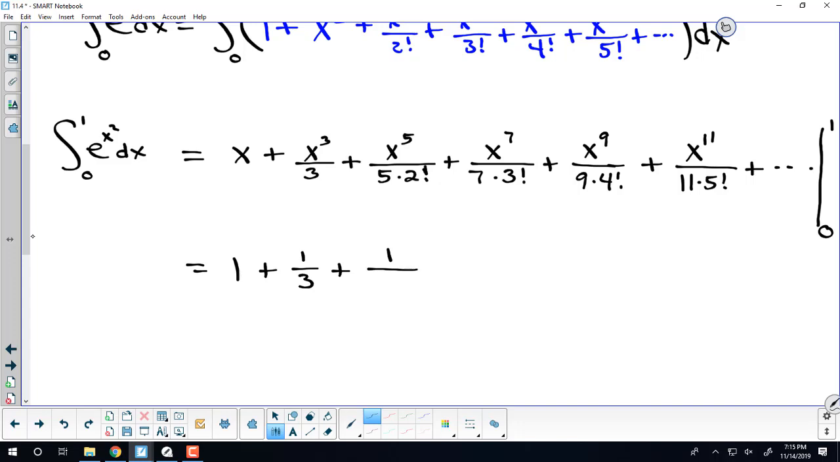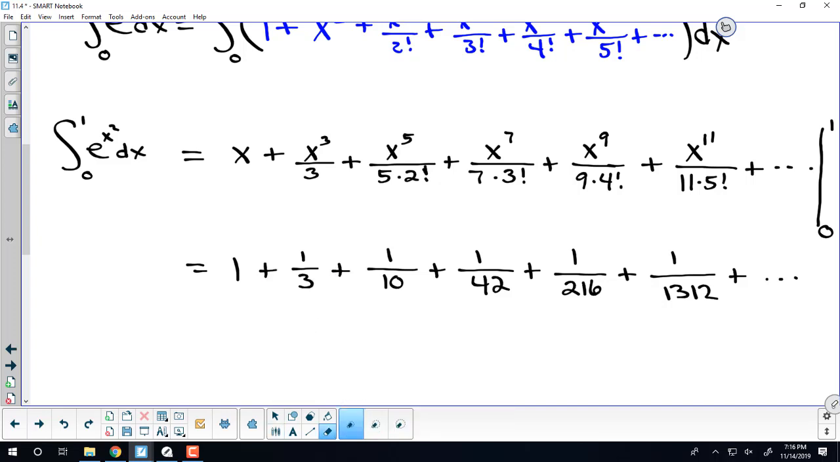We have 2 factorial is 2, so 1 over 10. 3 factorial is 6, so 1 over 42. 1 over, what's 9 times 4 factorial? 216. 216? And 11 times 5 factorial? 1320. 1312? 1320. Oh, all right. You're right. This one is right, but I did it wrong.